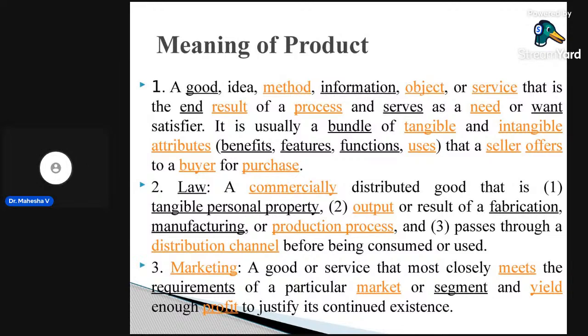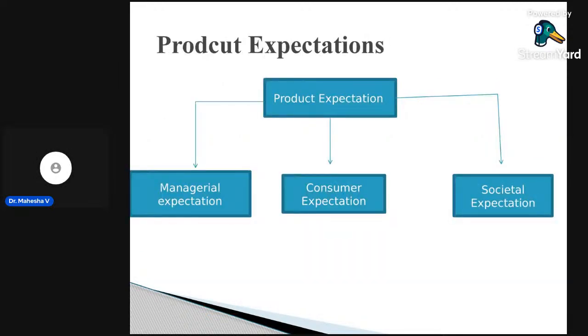In very simple marketing terminology, a good or service that most closely meets the requirements of a particular market or segment and yields enough profit to justify its continued existence is called a market product. Then what are the product expectations?